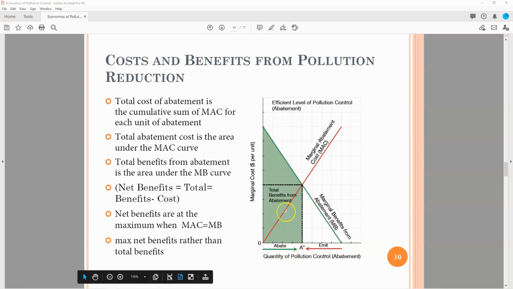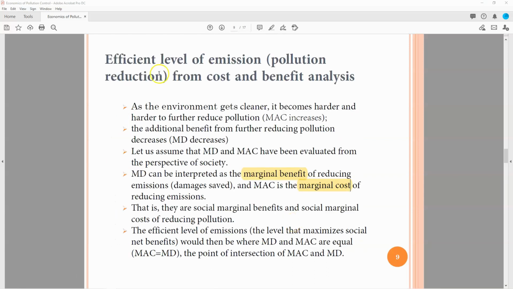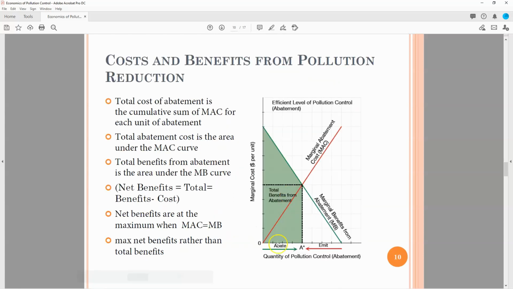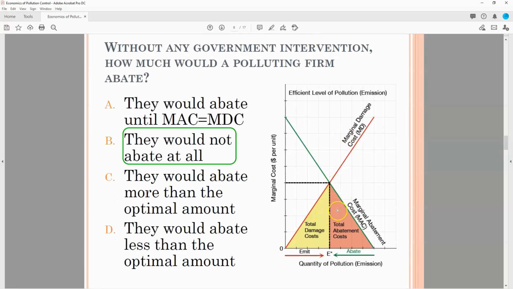From this graph, the downward sloping line is the marginal benefits from abatement, or we can say the downward sloping line is the marginal damage curve, because the marginal damage curve can be interpreted as the marginal benefits of pollution reduction. The upward sloping line is the marginal abatement cost curve, or we can say it's the marginal cost curve. But from this graph, everything is opposite. The downward sloping line becomes the marginal abatement cost curve. The upward sloping line represents the marginal damage cost curve. Yes, so we really need to distinguish between those two graphs.